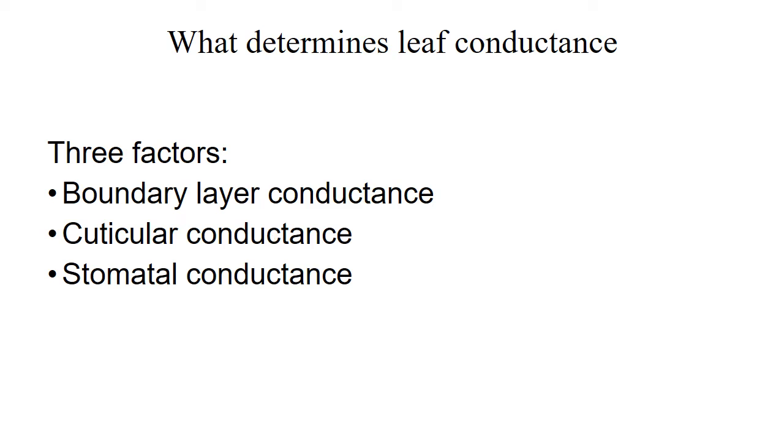So cuticular conductance is the evaporation of water literally through the surface of leaf tissue. And that's usually very, very low, particularly in plants that have a waxy cuticle or in glabrous or hairy leaves that are designed to lose very little water. And the final factor is stomatal conductance. That's usually the most important factor, and that's the evaporation of water through the stomata. So it's affected by things like the number of stomata on a leaf, the degree to which the stomata are open, and the temperature outside the leaf.